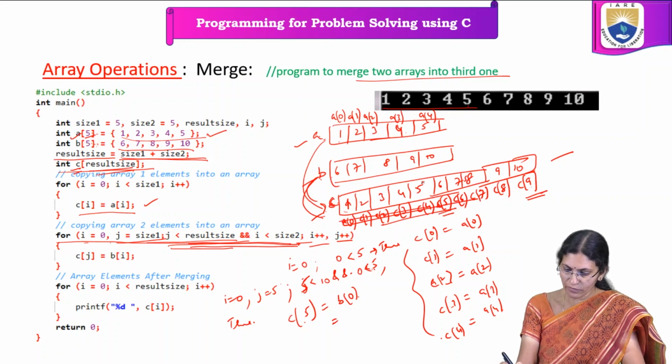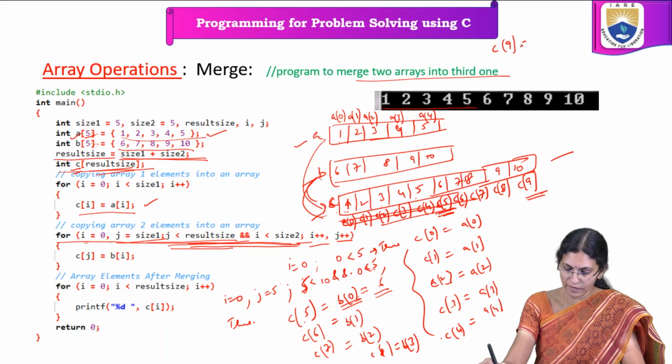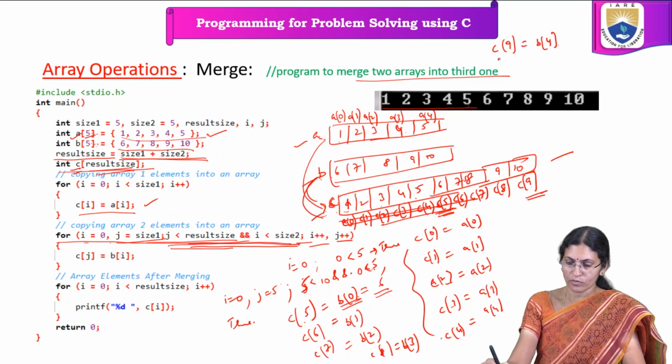So the first loop repeats for copying the values of array A to array C, so 1, 2, 3, 4, 5 will be copied. After that, in the second loop, we are copying the elements of array B into the array C. At this position, C of 5 will be B of 0. B of 0 is 6, so now C of 5 is equal to 6. Now C of 6 is equal to B of 1, C of 7 is equal to B of 2, C of 8 is equal to B of 3, and then C of 9 is equal to B of 4. So all the elements of array B will be copied into array C.